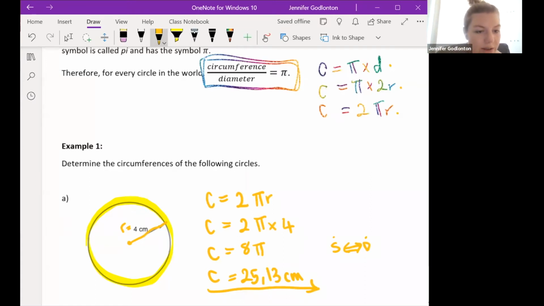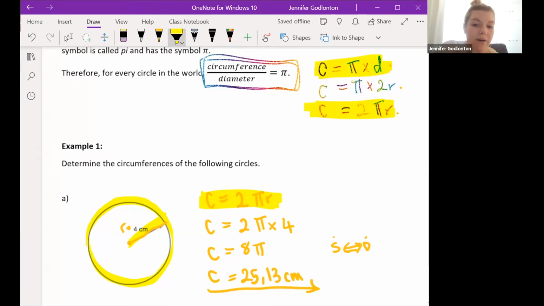Okay, let's have a look at these questions before I move on. Where did I get the 2 from? I got the 2 from the equation. The circumference of a circle is pi times the diameter. In this case, I was given my radius, not my diameter, and so that's why I'm using the formula 2 pi r. But you could also just multiply that 4 by 2 to get your diameter.